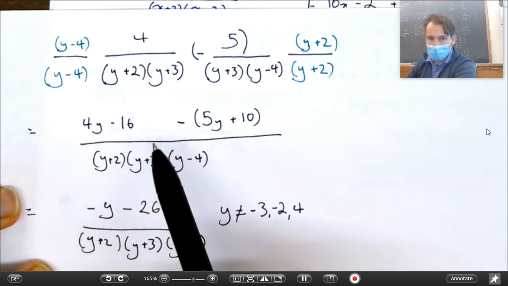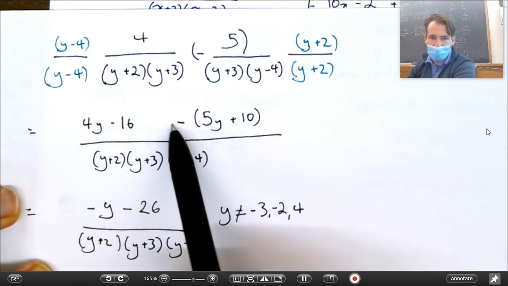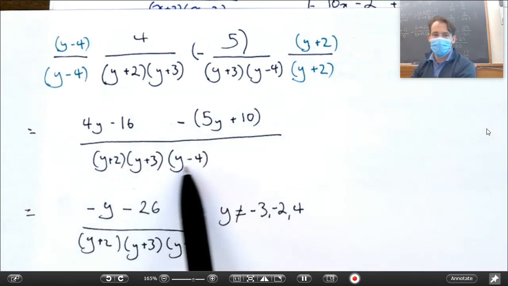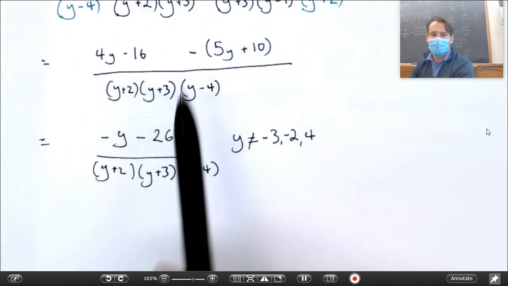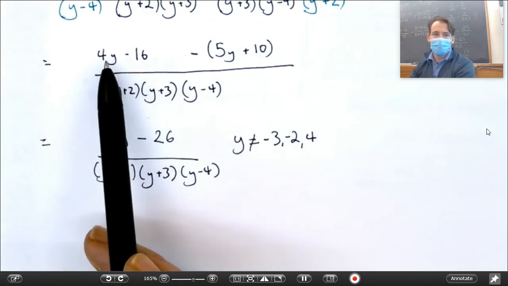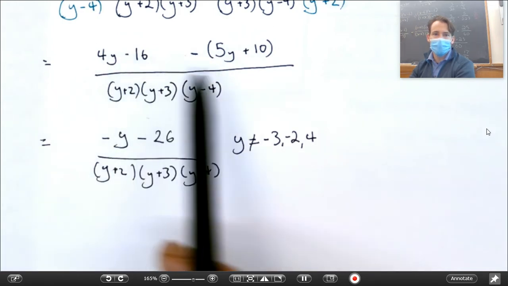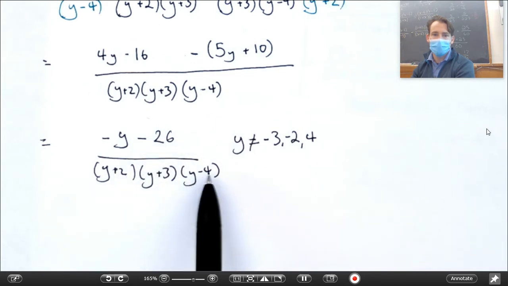Okay. So now I have 4y minus 16 minus 5y minus 10. On the top, my denominator is a common denominator, so I can write both terms over top of that denominator. And then when I simplify that, it's 4y minus 5y is negative y, and negative 16 minus 10 is negative 26. All over this common denominator.